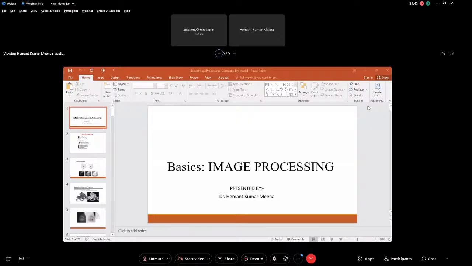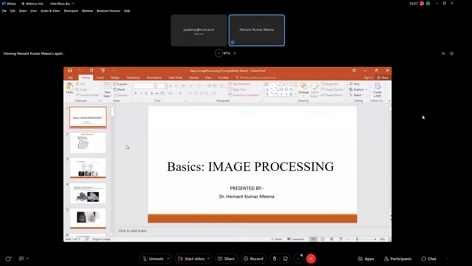So now finally, starting with our image processing. Image processing is the main application area of signal processing. Today, whether it is any person's mobile or any social network site, it is all about the image only, when we communicate more through images instead of words.